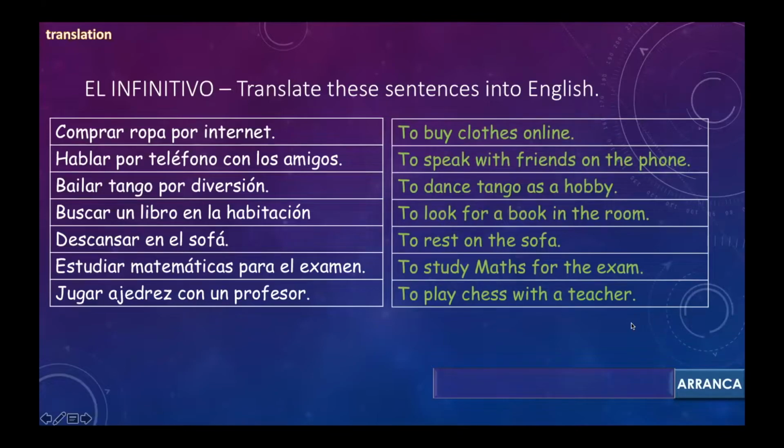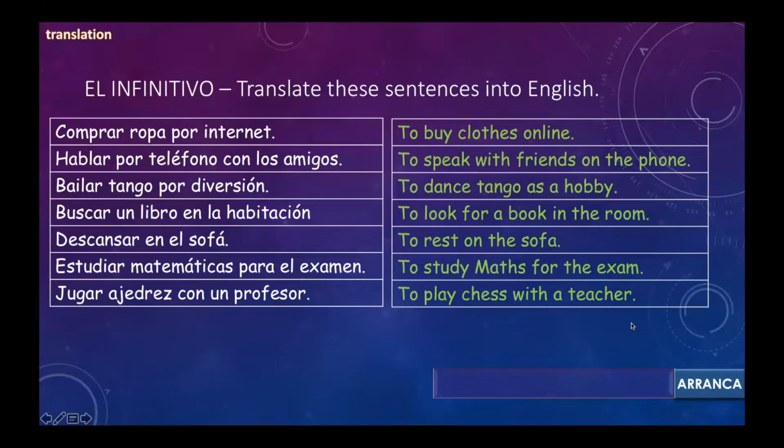So we have comprar ropa por internet, to buy clothes online; hablar por teléfono con los amigos, to speak with friends on the phone; bailar tango por diversión, to dance tango as a hobby; buscar un libro en la habitación, to look for a book in the room; descansar en el sofá, to rest on the sofa; estudiar matemáticas para el examen, to study maths for the exam; jugar ajedrez con un profesor, to play chess with a teacher.